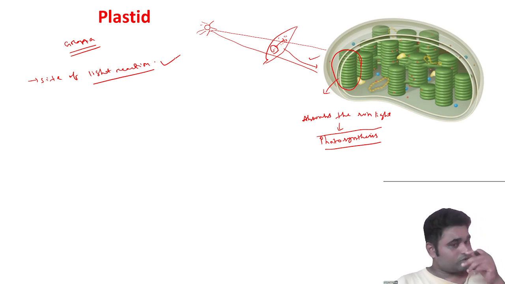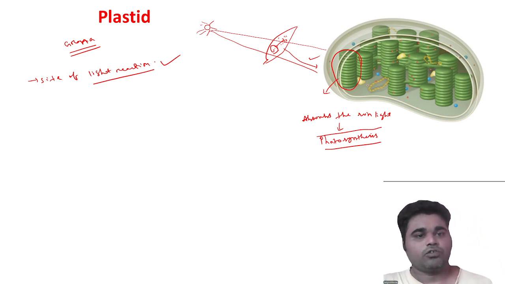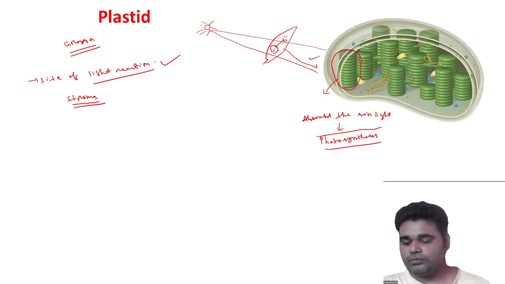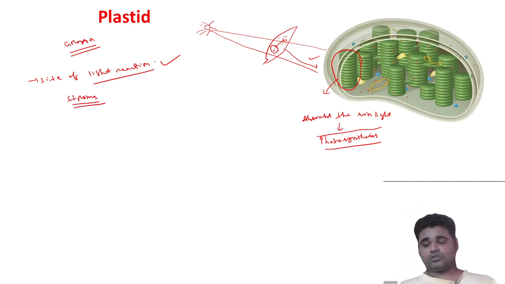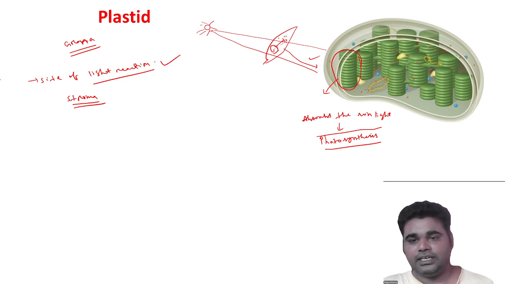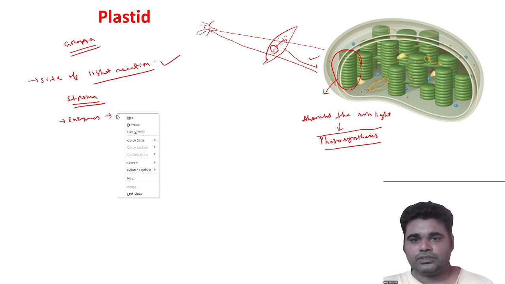So now come to the stroma. What is the function of the stroma, or the watery part, or the liquid part? The stroma is the watery part. Obviously it contains some enzymes, and those enzymes form the carbohydrate and protein.